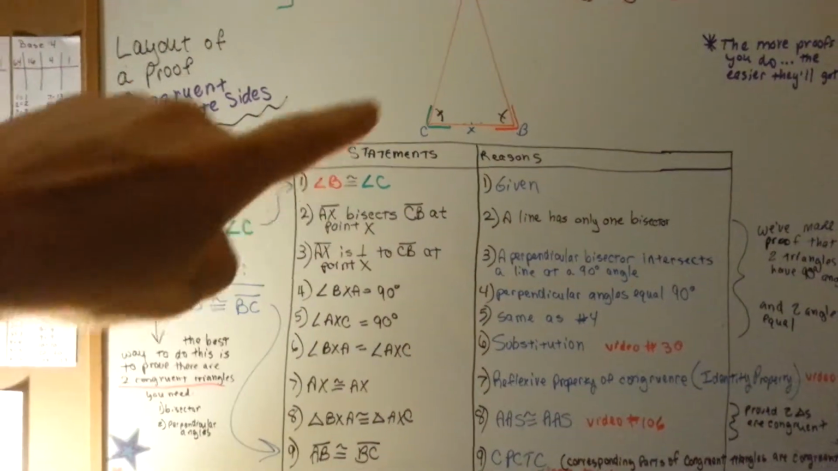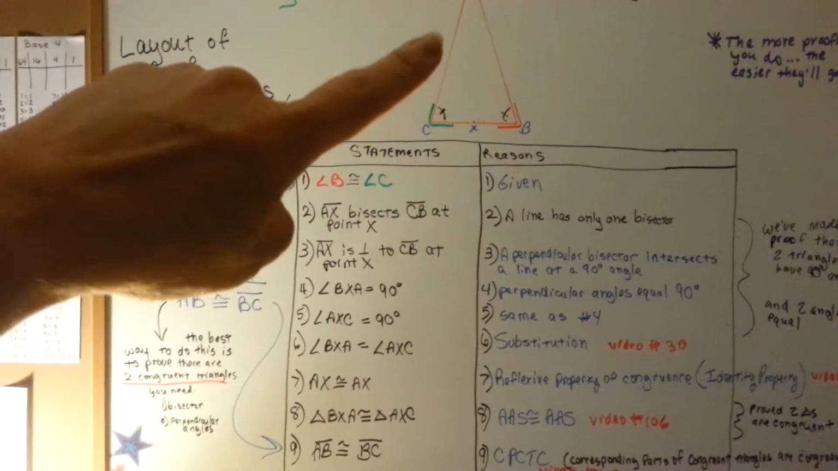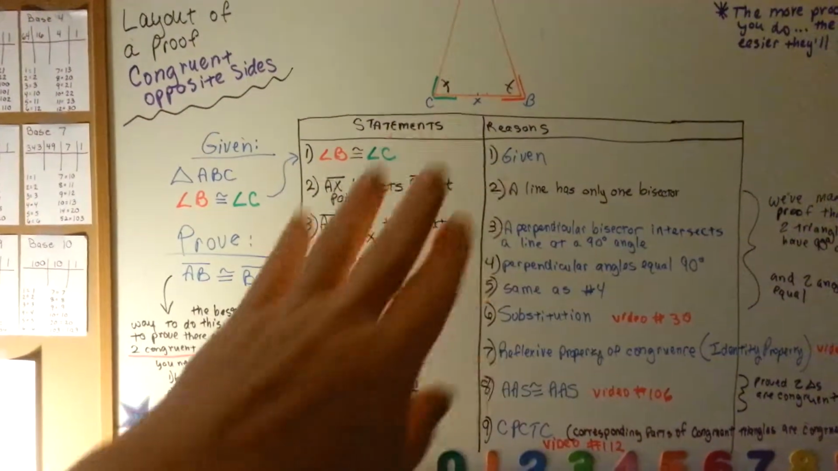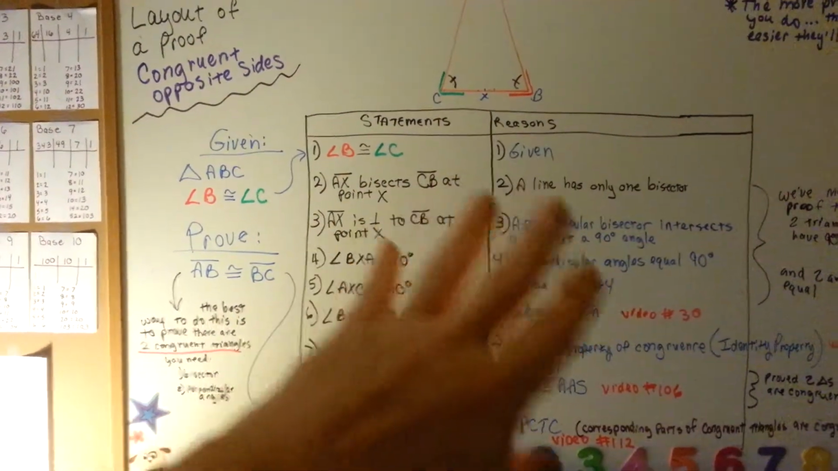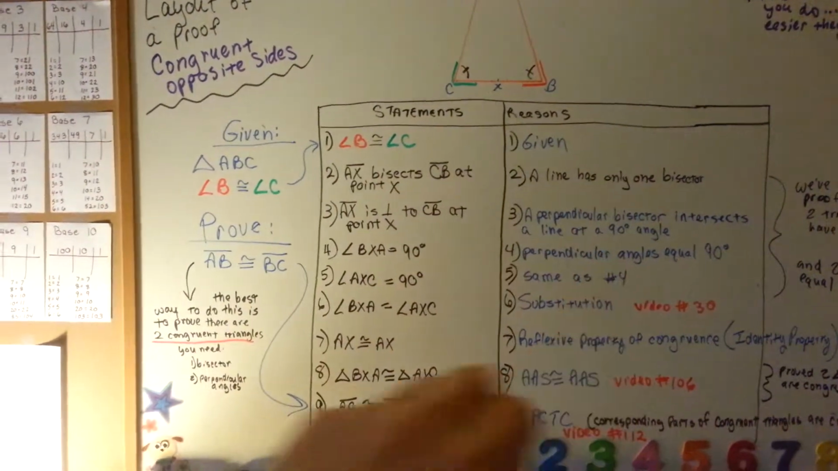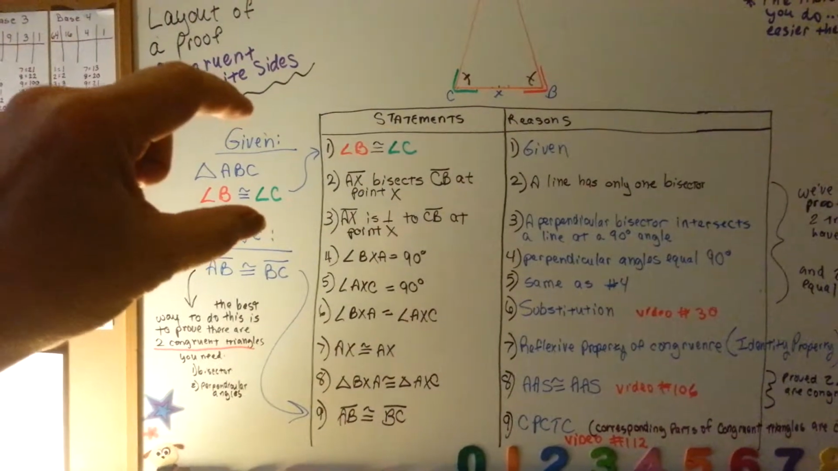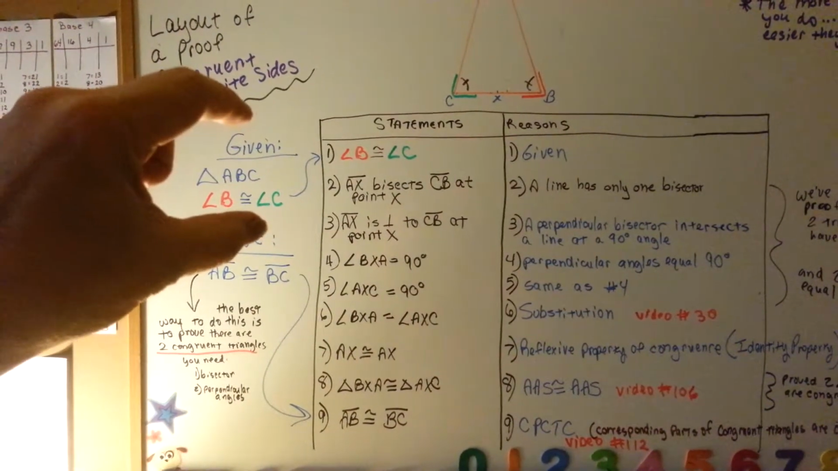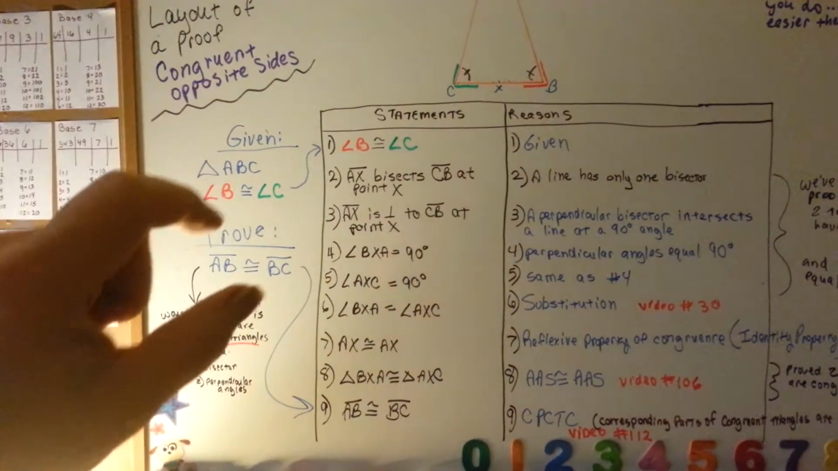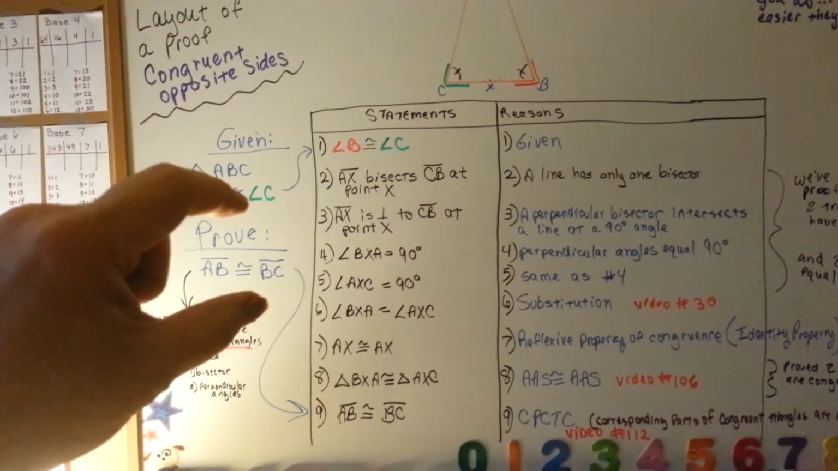Okay, now it's clear. Here's our drawing that we need to do a proof. Here's our statements and reasons in our proof table. Statements on the left, reasons on the right. Here's our given. This is our evidence that we are going to use to do our proof. And this is the thing we're trying to prove, okay?